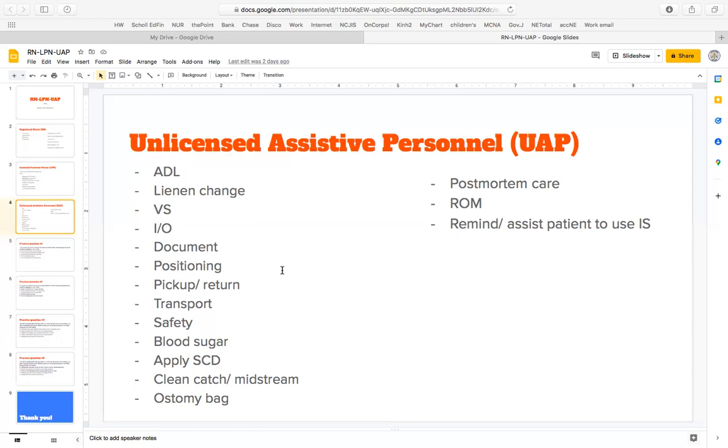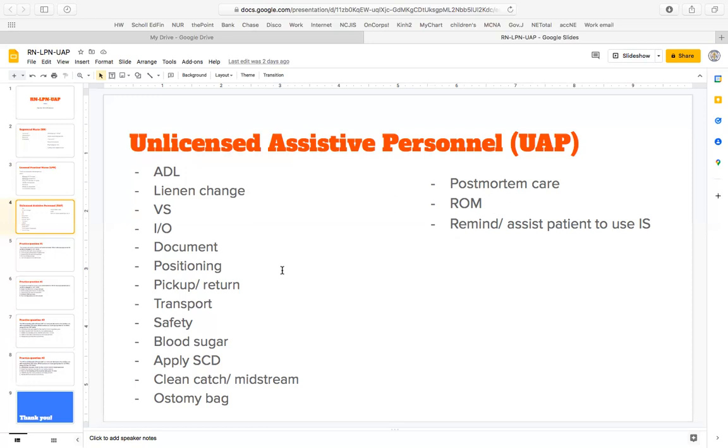Safety, such as placing bed alarms for patient safety, making sure the room is free of clutter to reduce the risk of falls, and putting up signs for visitors to wear a mask before entering the room. Those are for UAP. UAP can check blood sugar, but can they give insulin? No. LPN can give insulin.